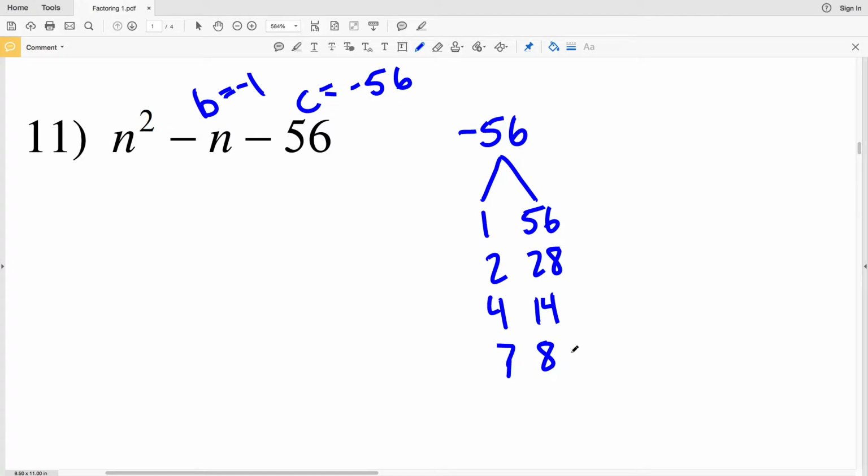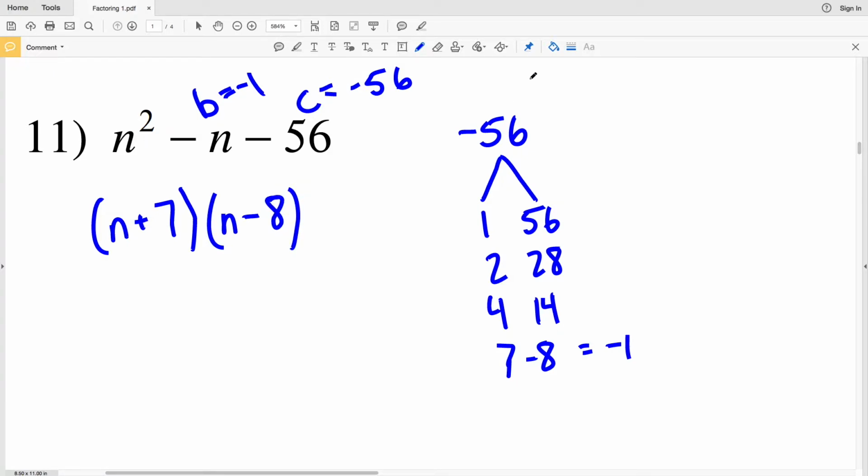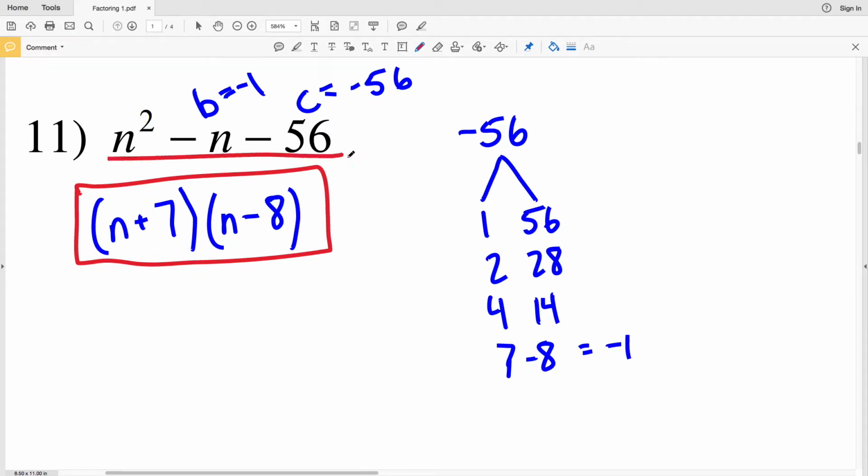7 times 8 gets us a positive 56. So in order to get a negative 56, one of those will be negative. And it will have to be the number that's greater, so the 8 will be negative, since 7 plus negative 8, or 7 minus 8, will equal negative 1. So we'll do n plus 7 times n minus 8. And that's our factored solution in number 11. And if you want to double check, FOIL this out. Multiply the first terms, the outside terms, the inside terms, and the last terms, and see if you get your original polynomial.